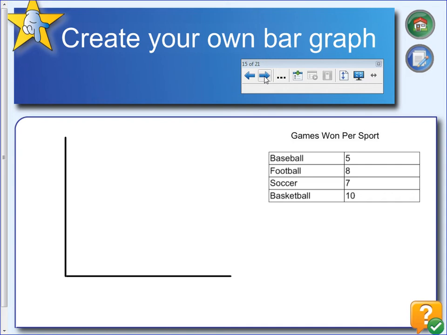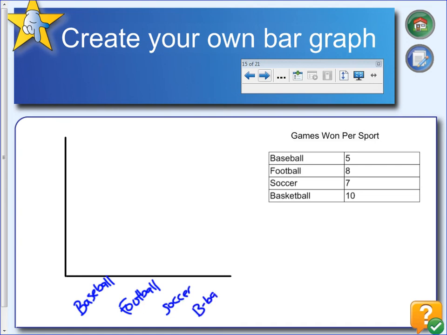So here's the example: games won per sport. These are fake numbers, but we can just call it Mifflin County sports and how many games they won per sport. So we start with baseball's 5, football's 8, soccer's 7, and basketball's 10. The big part of this is we want to make sure that we have our sports on the bottom, or we can also put them on the side. That's not a big deal either, but for this one, let's just put them on the bottom.